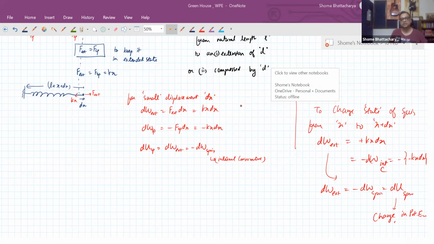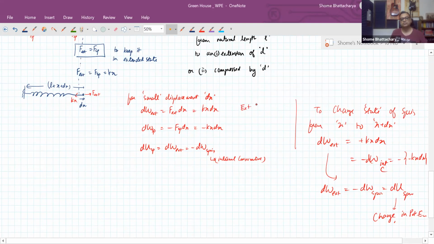You can see that external agent is doing positive work, and that is why the potential energy is increasing. Okay, but at the same time, the internal force, the internal conservative force, which is the spring force, is doing negative work. So that is important to understand over here.